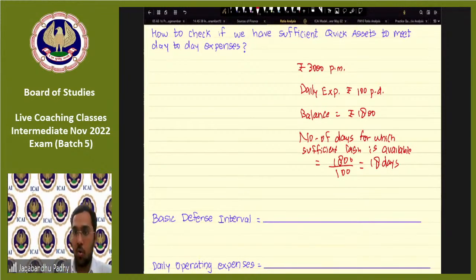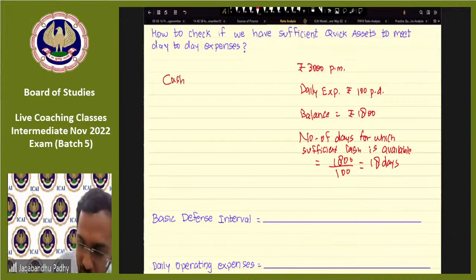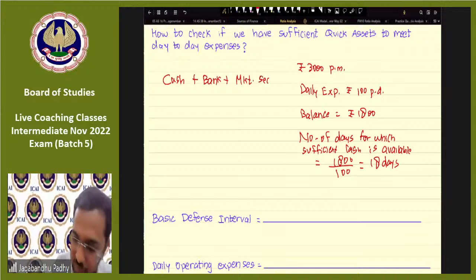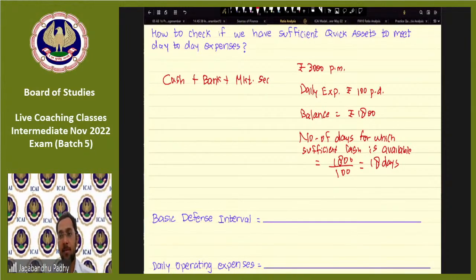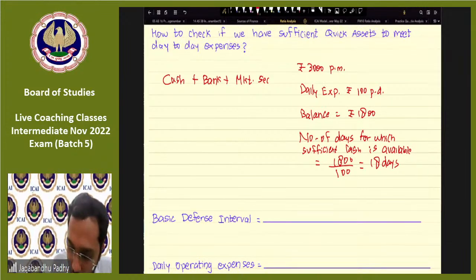So whatever funds you have in business also, like the cash balance, the bank balance, plus the marketable securities that you have got, all of them are going to be used for what? For daily operating expense.